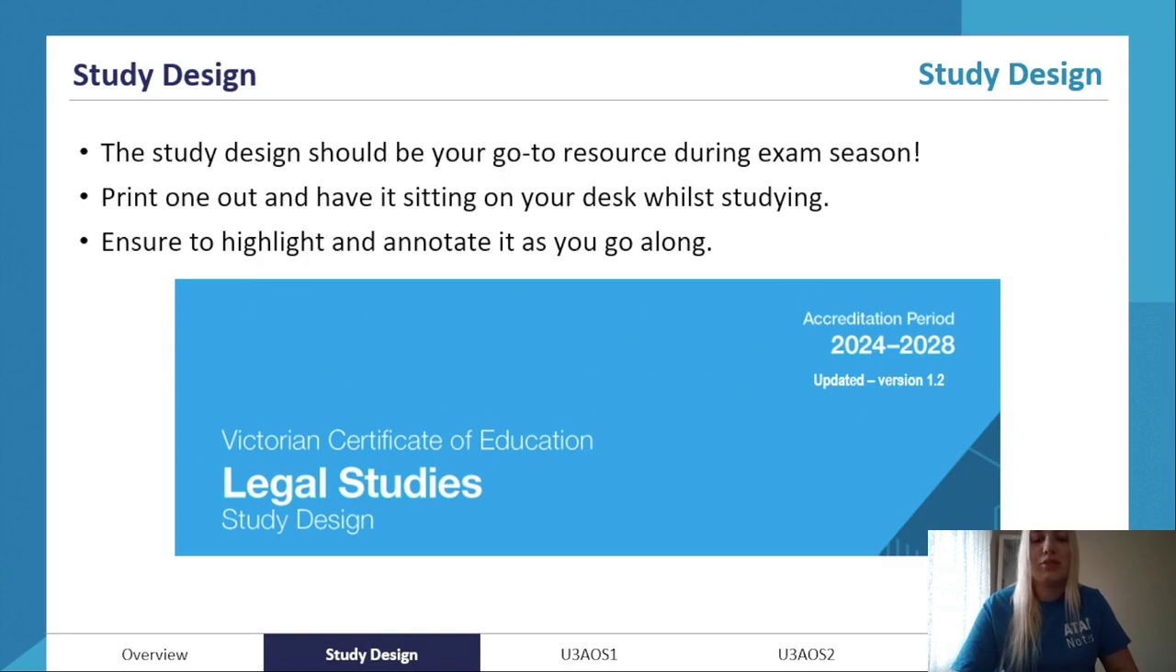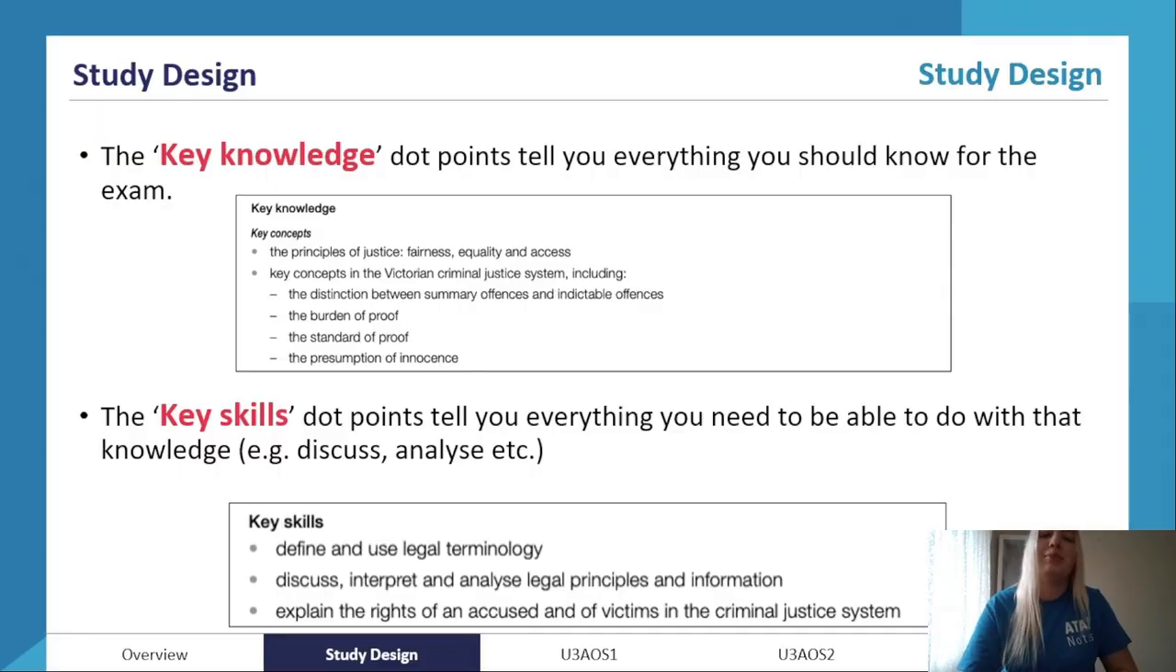And then the key skills dot points tell you what kinds of questions you might get from the actual content on the exam as well. So this tells you exactly what I just said. The key knowledge dot points tell you the concepts that can be assessed. Nothing outside of these will be assessed. So this is all you need to know. And the key skills dot points essentially tell you the types of questions.